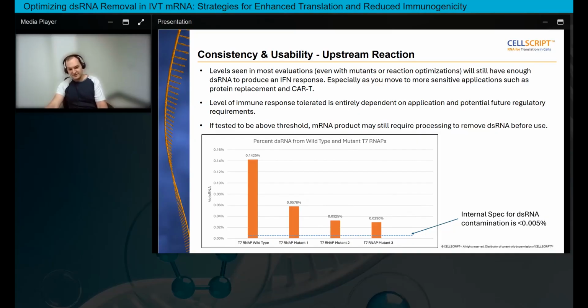In this specific case, if everyone at CELLSCRIPT were to look at some of these data and say, is the sample clean or not for double-stranded RNA, it wouldn't even come close. Our internal spec for double-stranded RNA contamination is less than 0.005%, of which most of these are about 400% too much.